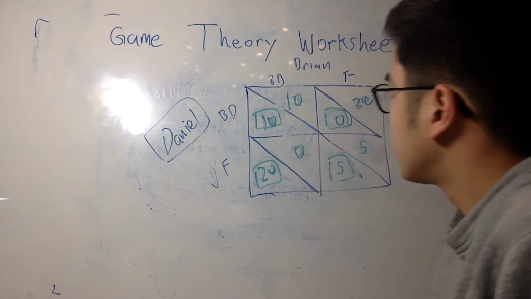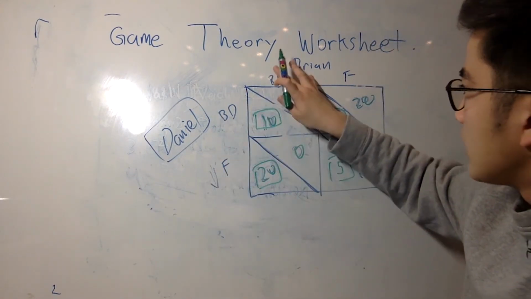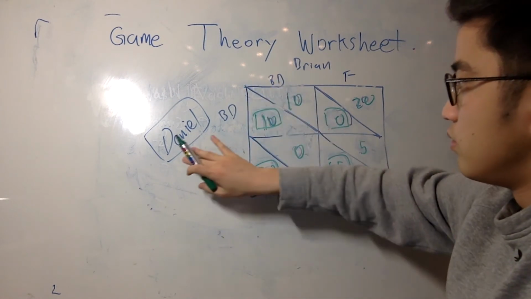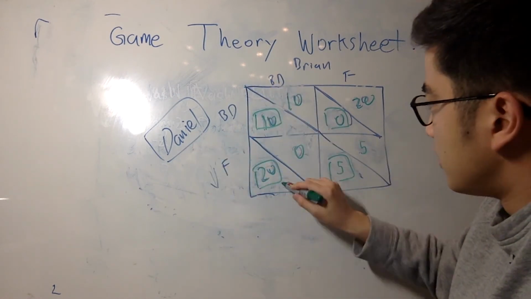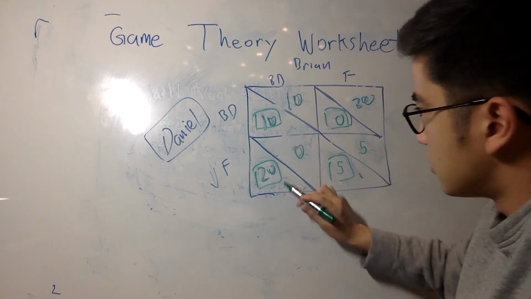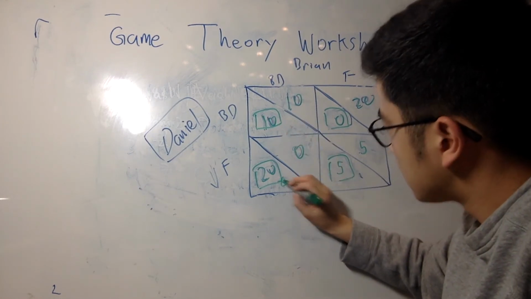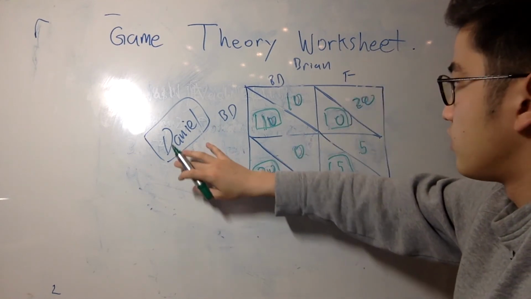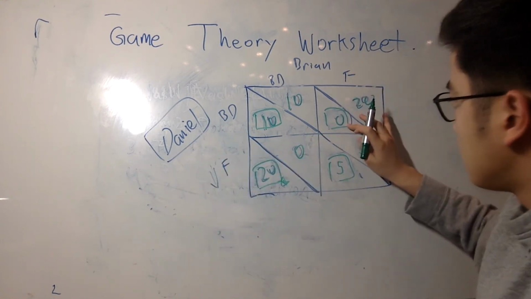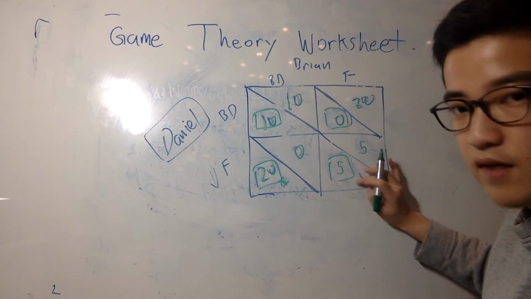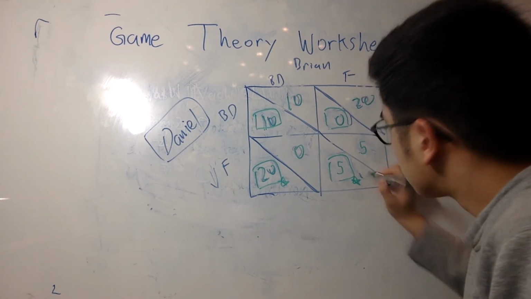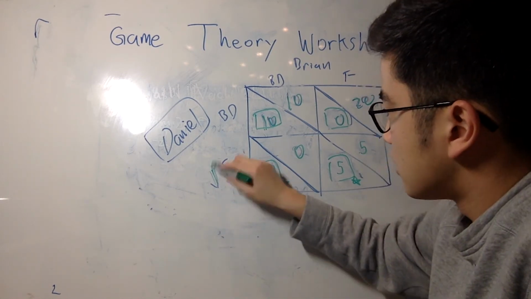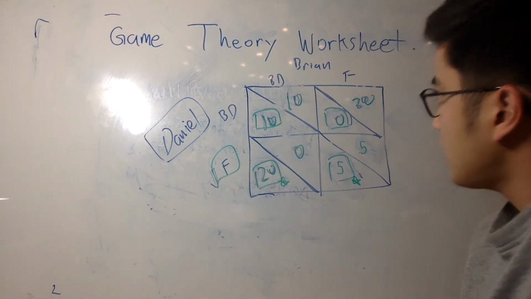And yeah, so now let's look. If Brian decides to back down, what would be the best option for Daniel? Would it be 20 or 10? Yeah, so yes, it would be 20, so let's put a star there. If Brian decides to fight, what's the best option for Daniel? Would it be to back down or fight? And obviously, once again, 5 is better than none, so we put a star here, and Daniel's dominant strategy would be to fight. Now let's look at Brian's.